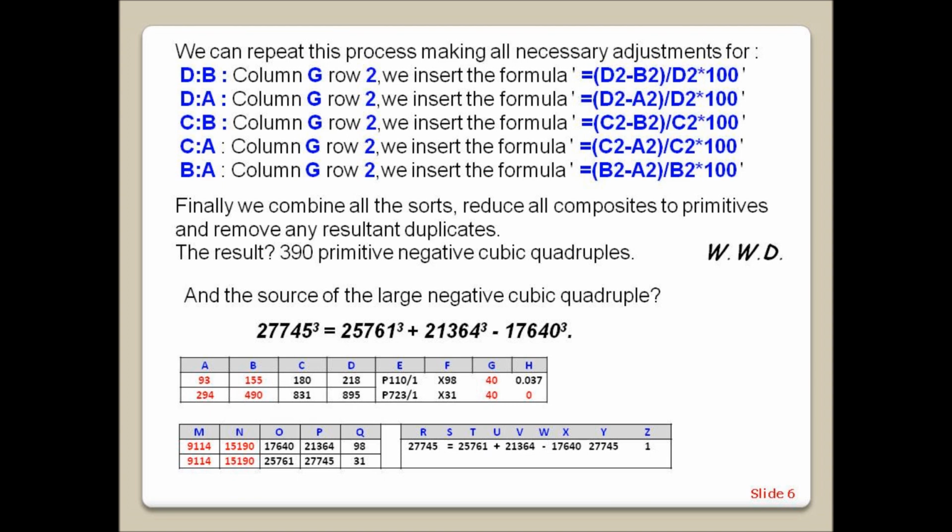27,745 cubed, equal to 25,761 cubed plus 21,364 cubed minus 17,640 cubed. Why, the 2 tables below.